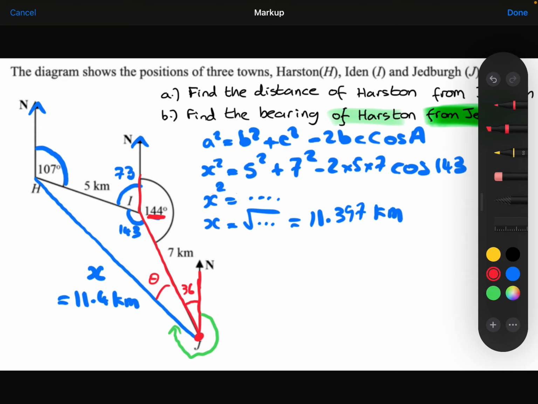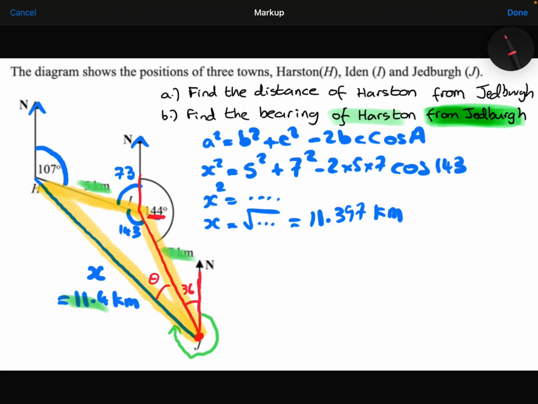So to work out that angle theta, again, we're looking at this triangle here. And I know each of these sides. I know that this is 5, I know that this is 7, and I've just worked out that this is 11.4. So I can use the cosine rule to work out the missing angle. I could use the sine rule if I wanted to, but I'm going to use the cosine rule. So first of all, let me write down the cosine rule.